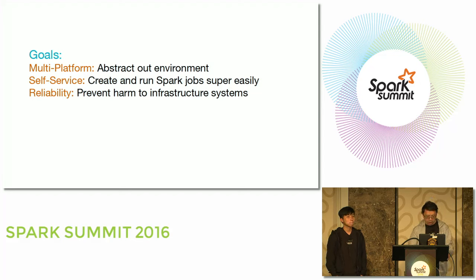The second goal of the UDK is to make it self-service. So the engineers don't need to ping me or Gan. They can create and run their Spark job super easily with the UDK. And the last thing is we want to help them run the job reliably. We want to make the job reliable and also make sure that they use best practices and won't cause any problem to the overall Uber infrastructure.